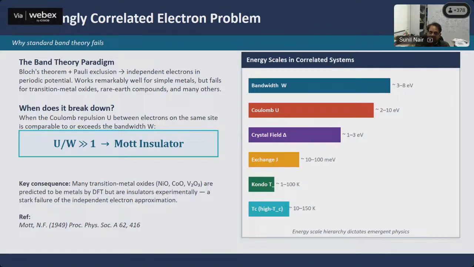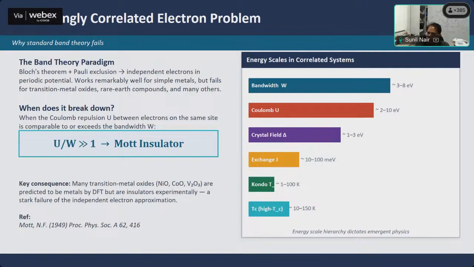Now, this again works well for relatively simple metals. But when one moves to more complicated, physically interesting, and potentially useful materials like transition metal oxides or even rare earth compounds, heavy fermions, all of these, then this standard band theory starts to fail. Now, why does it fail? It fails because one has to realize that in a solid, like in everything else in life, it is always a question of energy minimization. And what are the key energy scales in a strongly correlated system?